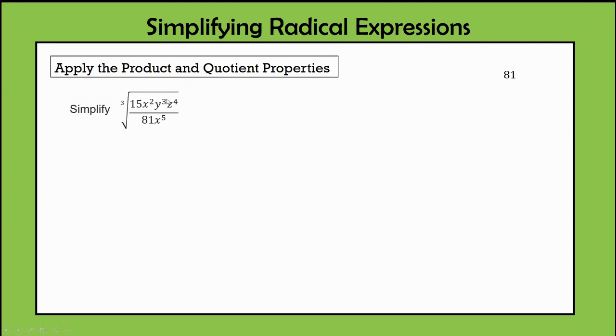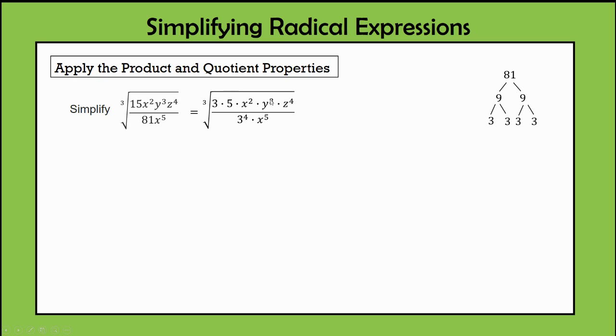Okay, last example here. So this says to simplify the cube root of, now we have a quotient under here. All right, so how do we handle our quotient? Well, first things first is to break the numbers down. 15 is 3 times 5, so we know that. 81, 9 times 9, 3 times 3, 3 times 3. So 81 is 3 to the 4th power. All right, so just replacing my numbers now. 15 is 3 times 5. 81 is 3 to the 4th. I've left the variables all as is.